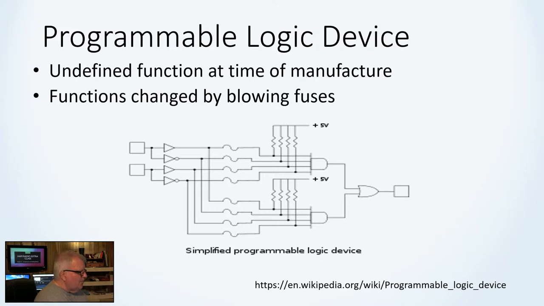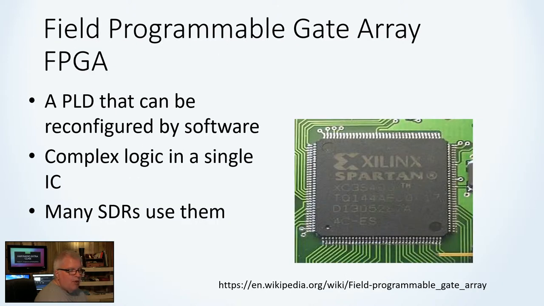This has pretty much been superseded now by something called field programmable gate arrays. This is a device that can be reconfigured by software. On a single chip like this, you can have thousands and thousands of gates represented. And many software-defined radios use field programmable gate arrays to contain much of their software and switching. It's very fast, because everything is happening at the chip level. So my Flex 6600, for example, has a bunch of these. And when you update the radio software, it is reconfiguring the field programmable gate arrays to do the job that they want it to do.